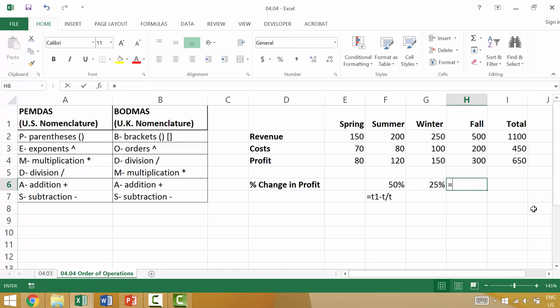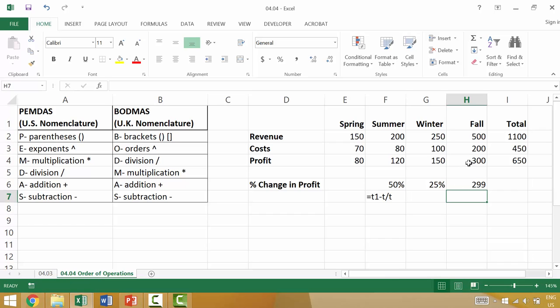Now, we could do this the same way by saying, okay, we want to take this value minus this value divided by this value. And you'll notice that I haven't put the parentheses. So when we do this, it's going to be totally wrong.